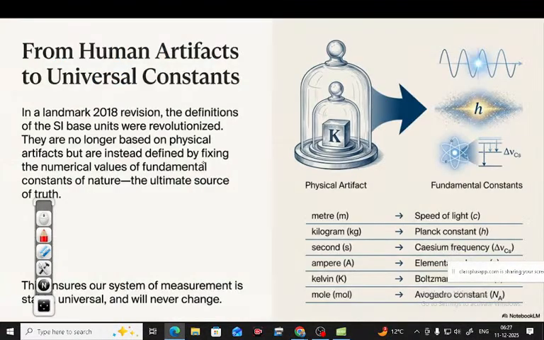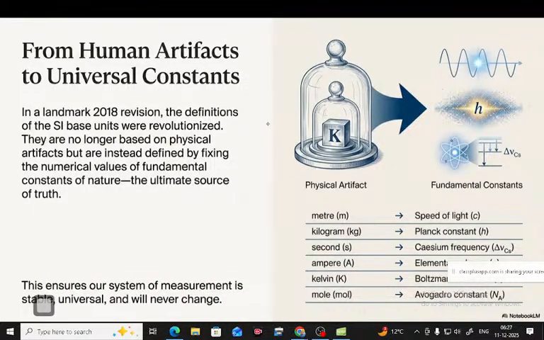You see here, this is from human artifacts to universal constants. In a landmark 2018 revision, the definitions of the SI base units were revolutionized. They are no longer based on physical artifacts but are instead defined by fixing the numerical values of fundamental constants of nature, the ultimate source of truth. This ensures our system of measurement is stable, universal, and will never change.